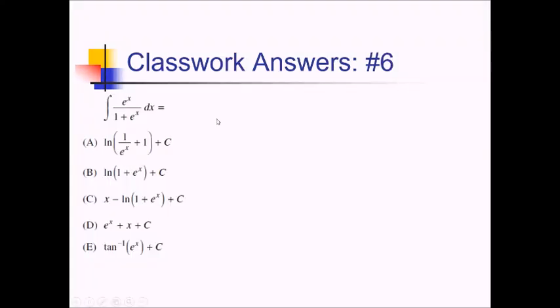For this problem, I'm trying to take the antiderivative of e to the x over 1 plus e to the x. Now, since I see a function and its derivative in the same problem, I'm going to try substitution on this one. Let me try a u value of 1 plus e to the x. Now, the derivative of that, du, is going to be just e to the x dx, which means I can rewrite dx as du over e to the x.